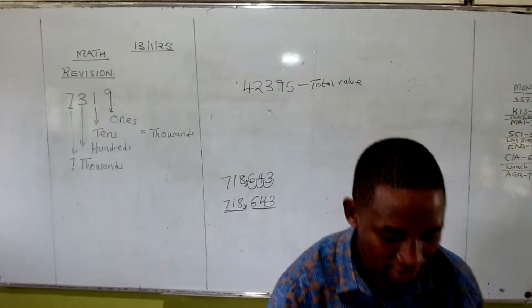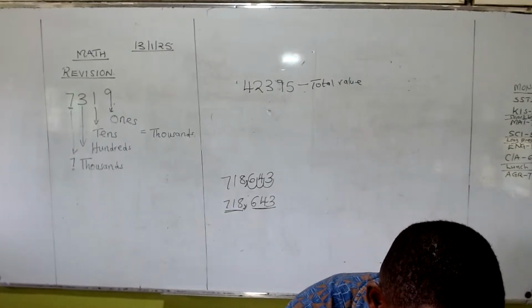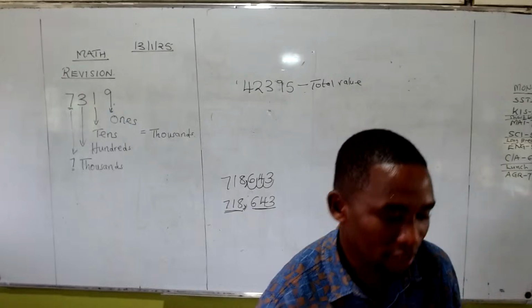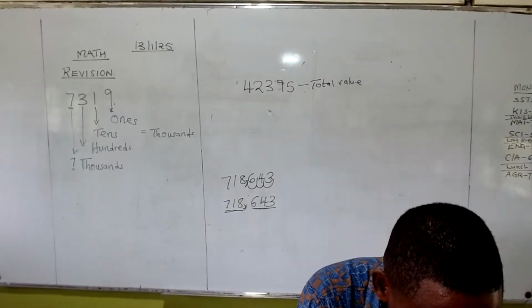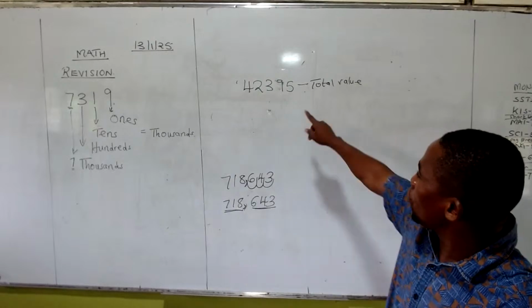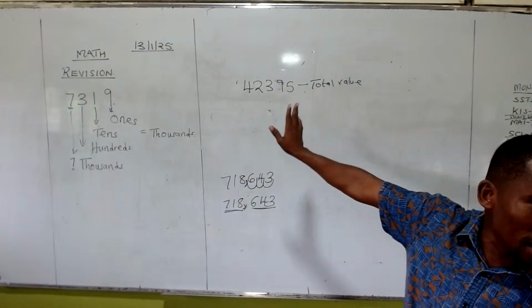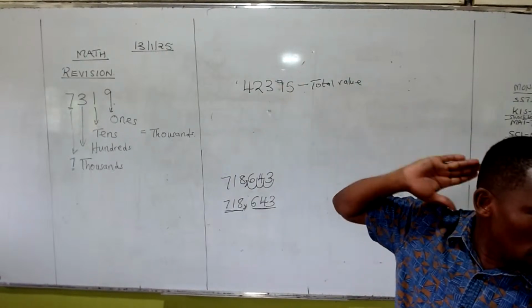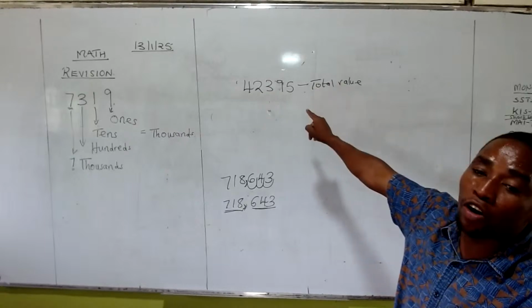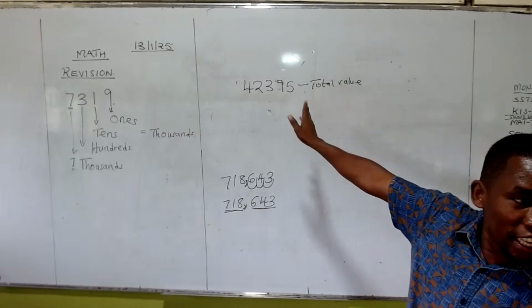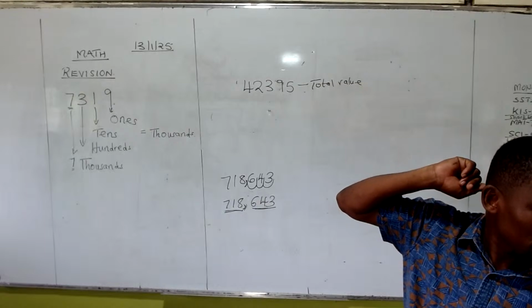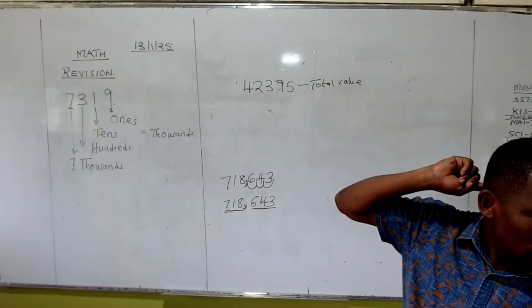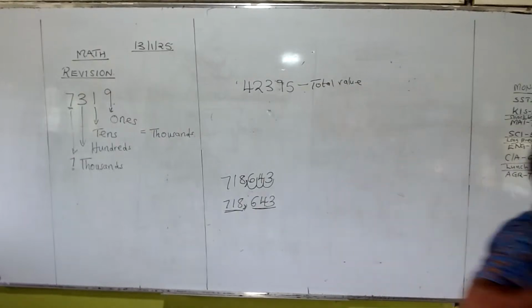Allow me. So work out the total value of each digit from this number. Total value. In your book, work out the total value of each digit in that number. Are we together? Yes. Okay.